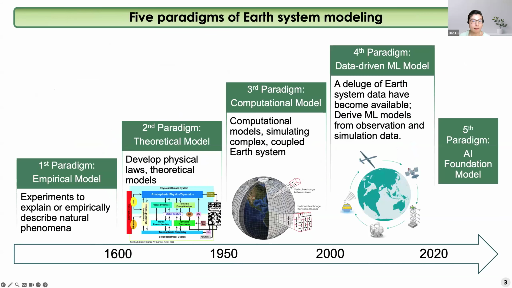And with more data, better computing power, and deeper scientific understanding, Earth system models have evolved from empirical models to theoretical models to computational models, and are now transitioning to data-driven machine learning models and big data-powered AI foundation models.